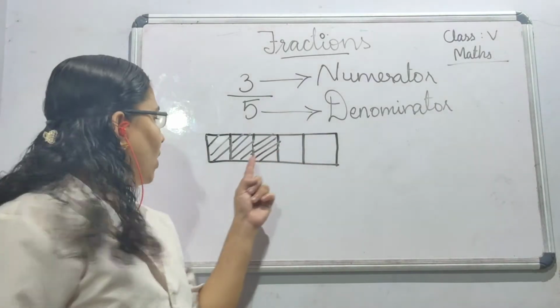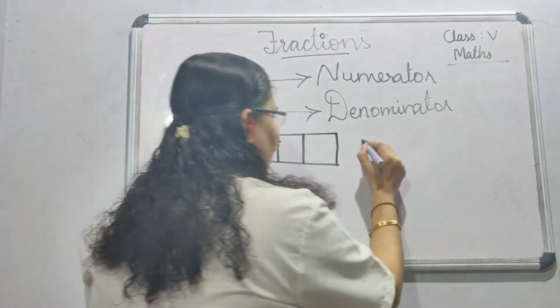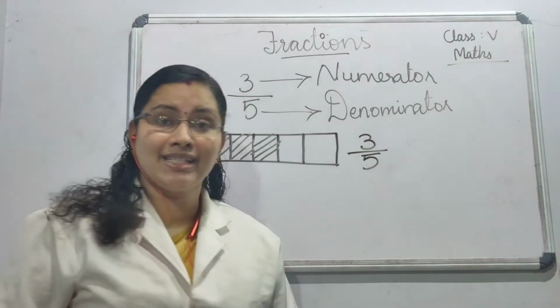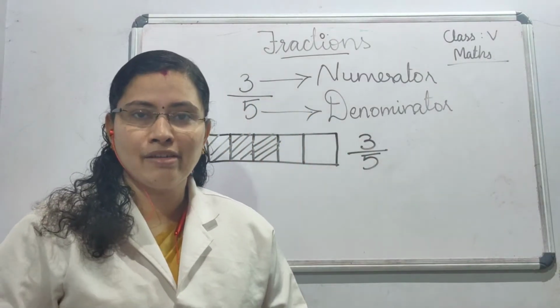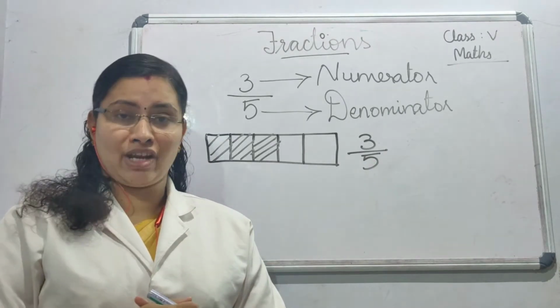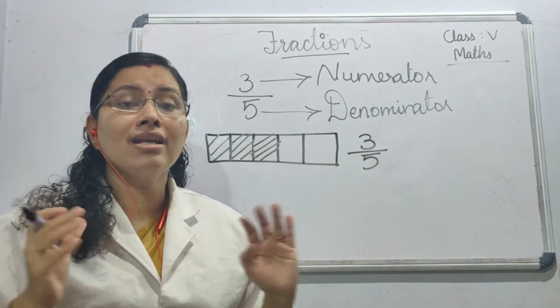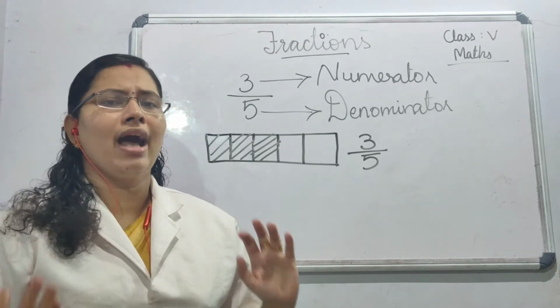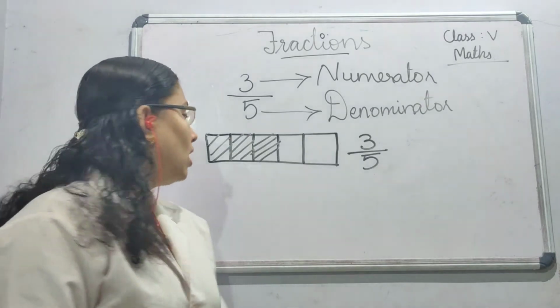Okay, so how can we represent this? We can represent it as 3 out of 5, or we can say that it is 3 by 5. So this is how we represent a fraction. A fraction means part of a whole. Clear? And there are different types of fraction.